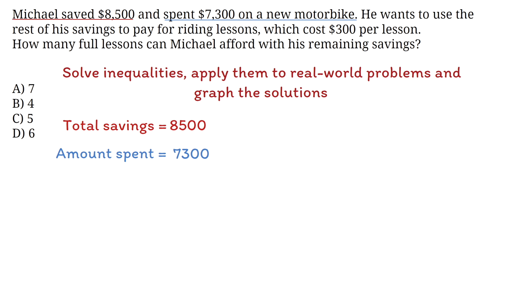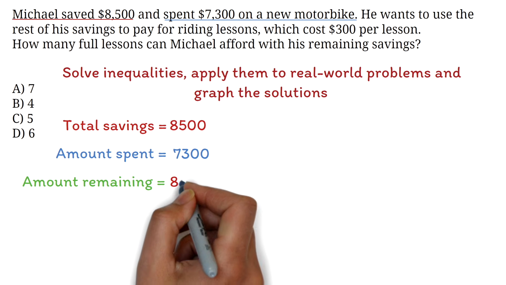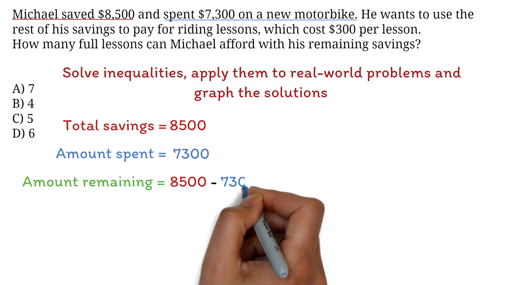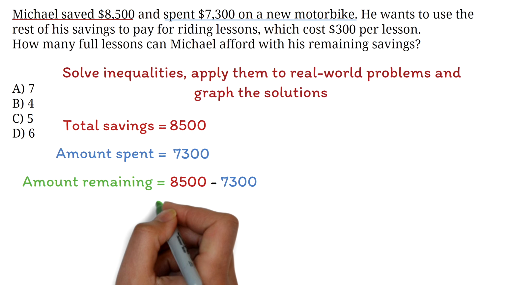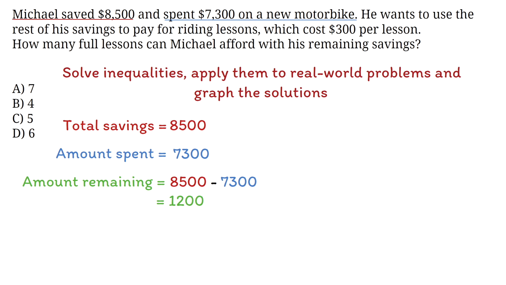Now let's find the amount of money he has left. To find out how much money Michael has remaining, we subtract the amount he spent from his total savings. So, amount remaining equals 8,500 minus 7,300. This gives us 1,200. Next, we're told that each writing lesson costs $300, so cost per lesson equals 300.